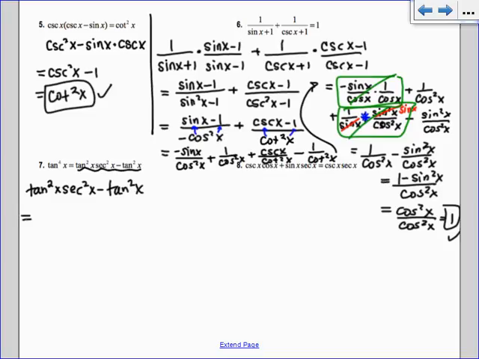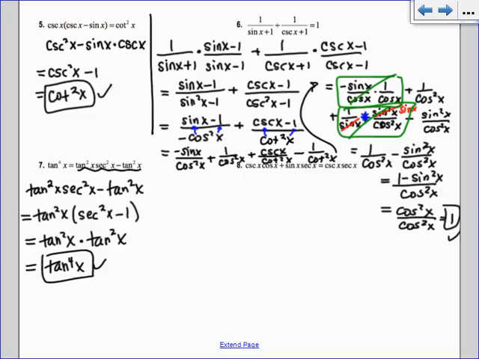So we need an easy one after that last one. That last one was a doozy. All right, so when I pull out the common factor, I get tangent squared x times secant squared x minus 1. And if you think about your Pythagorean identities, secant squared x minus 1 is actually tangent squared. So we have tangent to the 4th x like we wanted.